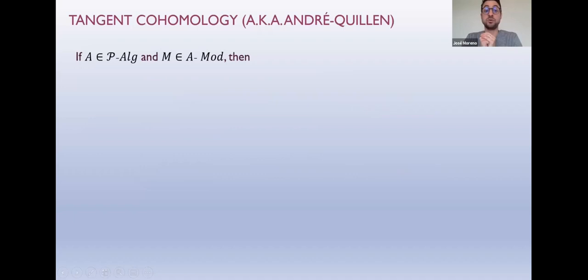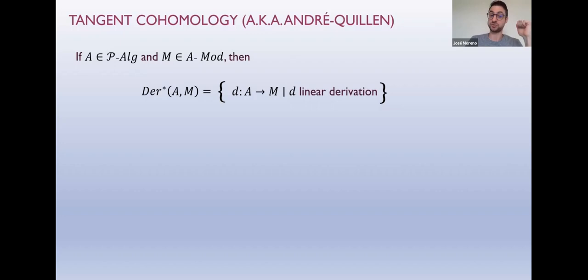Now, before I speak about that, let me speak about tangent cohomology, also known as Andre-Quillen cohomology. Depending on whom you speak to, they will tell you that you should call it one way or the other. Anyway, this is a cohomology theory tightly related to Hodge complexes and so on. So if you start with an algebra over an operad and an A module M, first we have to speak about what is the complex of derivations.